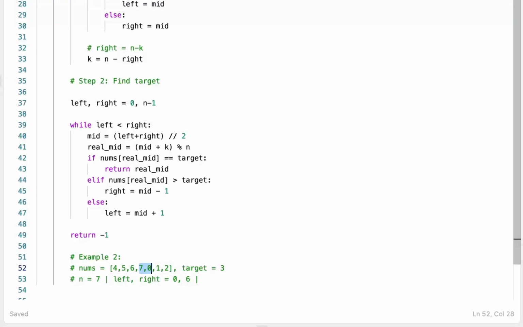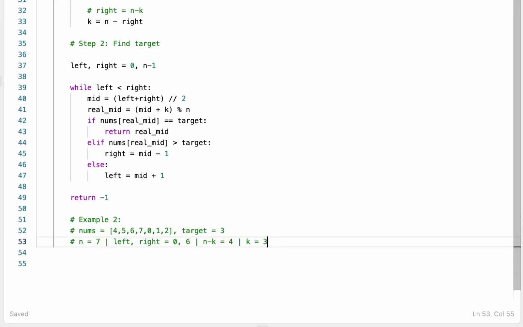So 7, 0. And as we've ended up with right and left, and there's no single value in there, we end up showing the index of 0. That is 4, right? 0, 1, 2, 3, 4. So n minus k is 4 because it's right. And k is then 7 minus 4 is 3.